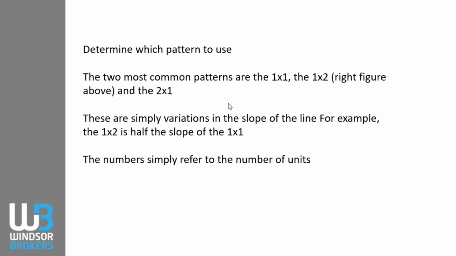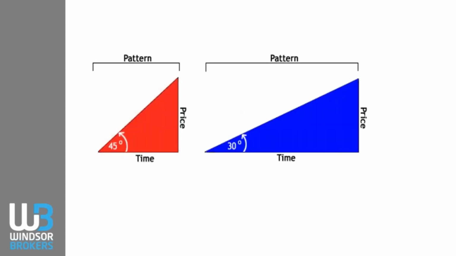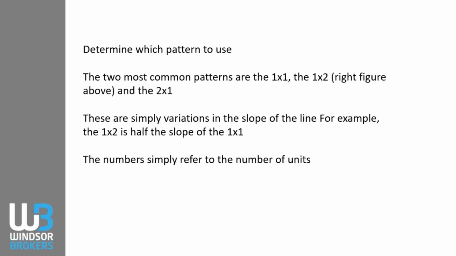These are the 2 pictures that we saw, 45 and 30 degrees. So once we use these charts, once we put these patterns, we have the main patterns that we are going to use, and simply there are variations in the slope of the line. As 1 to 2 is half of the slope of the 1 to 1, so it's slower speed. The price needs 2 time units to raise for 1 time unit. And then simply the numbers refer to the number of units.